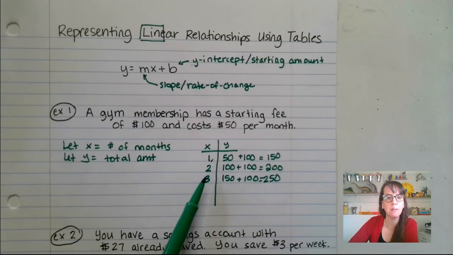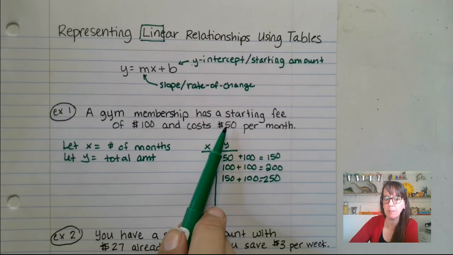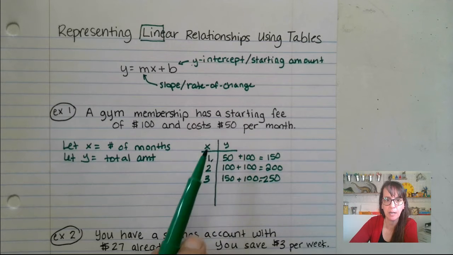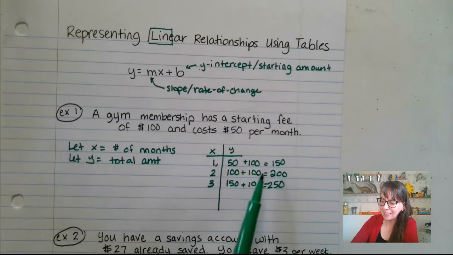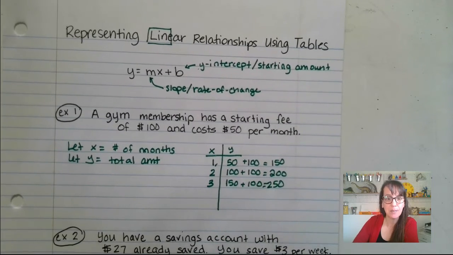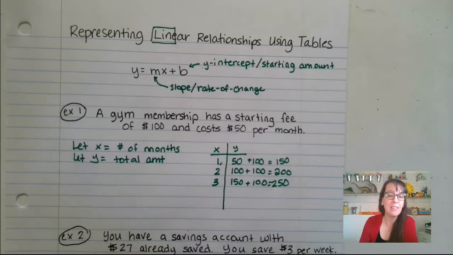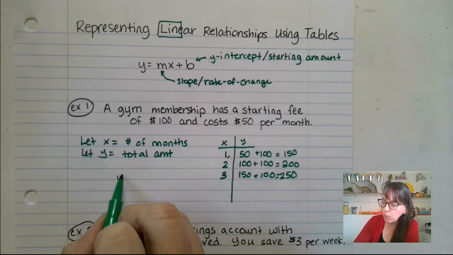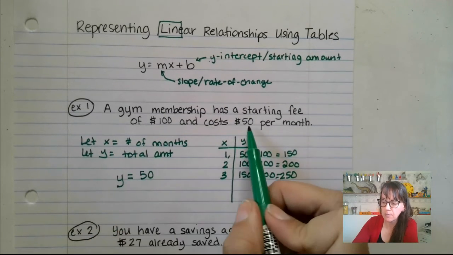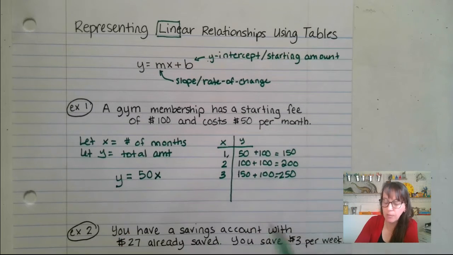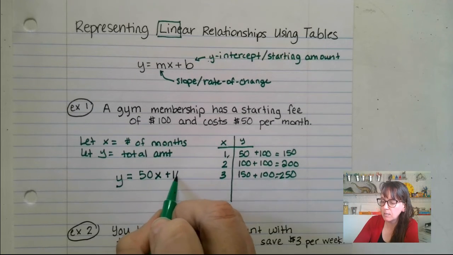What I'm doing is I'm taking this x and I'm multiplying it by the changing amount. So let me rephrase that. The number of months is the changing amount. I'm multiplying that times the 50, what it is per month. And then I'm adding $100 to it because that's my starting amount. That's giving me my total amount. So my total amount equals $50, that's my per month, times the number of months plus $100.